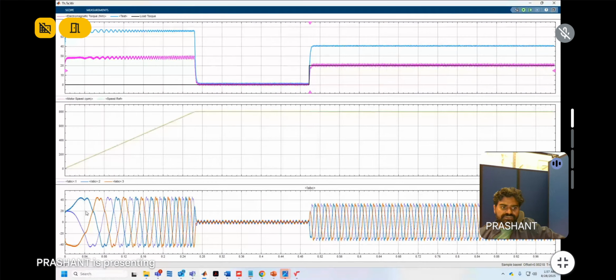So this is the petal wave structure of the stator phase currents. Here we can see the implementation of the petal wave structure, injecting these petal wave stator phase currents into the system, and this is the behavior of the system, how the torque and the speed of the motor are varying. If you want, I can explain.